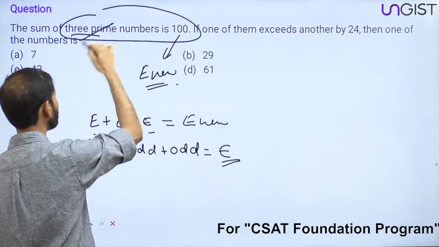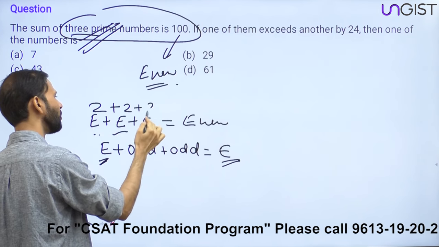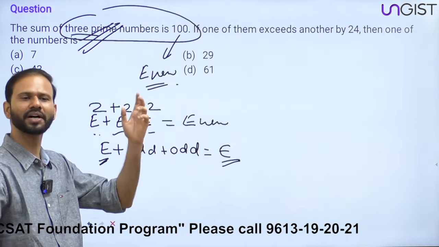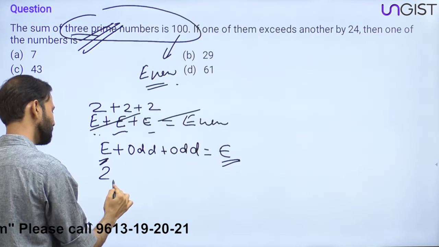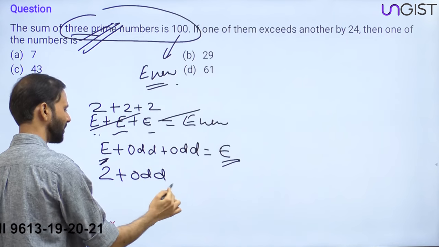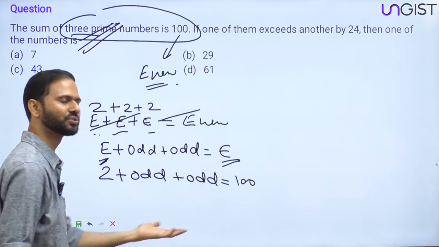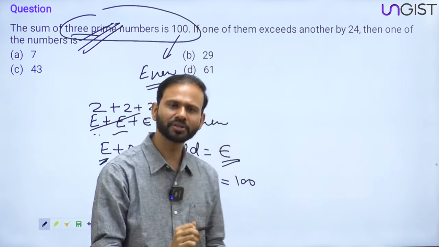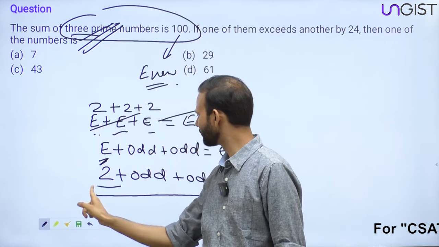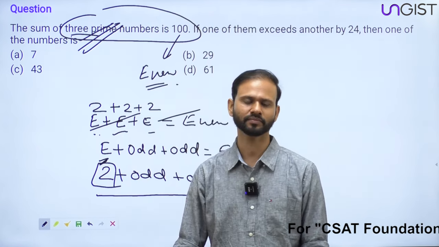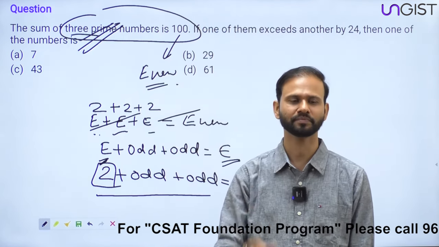If they are saying all of them are prime numbers, so 2 is the only even prime number. So if all of them are prime, then 2 plus 2 plus 2 can't be 100, right? So this case is gone. So here 2 plus some odd number, some odd number, another odd number is equal to 100. Yes or no, everyone? So what I wanted to listen from you guys is ki one of those three numbers will be definitely 2.